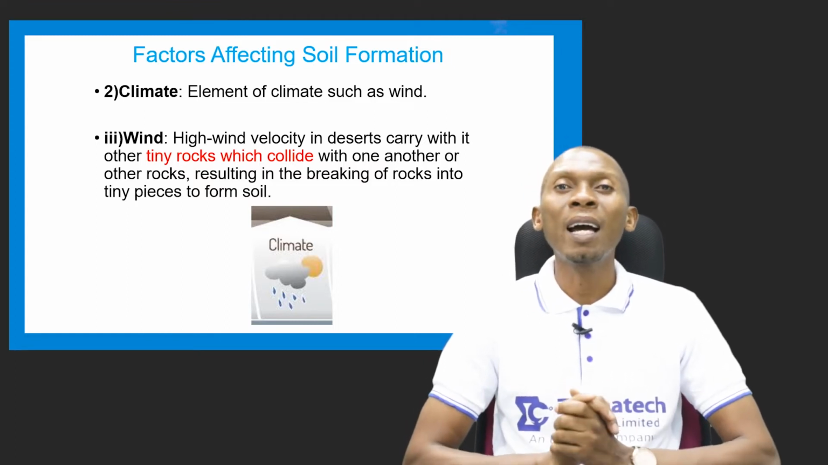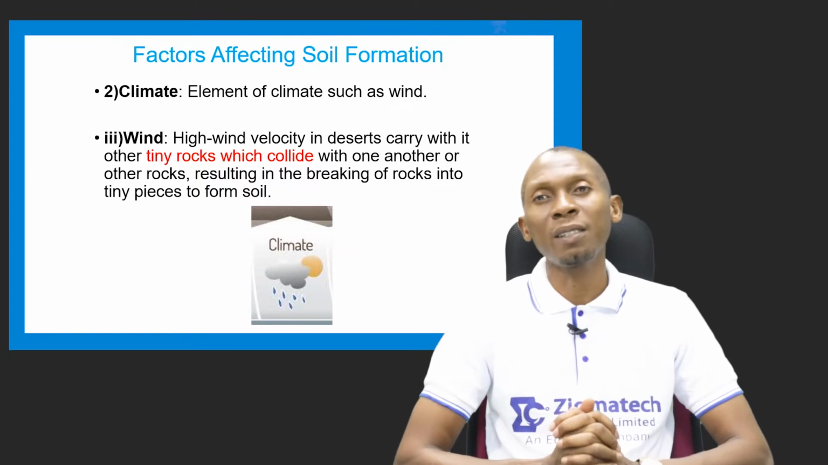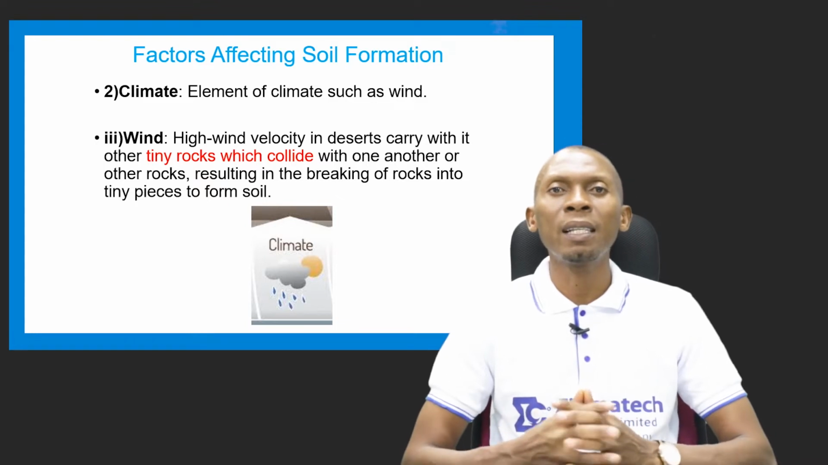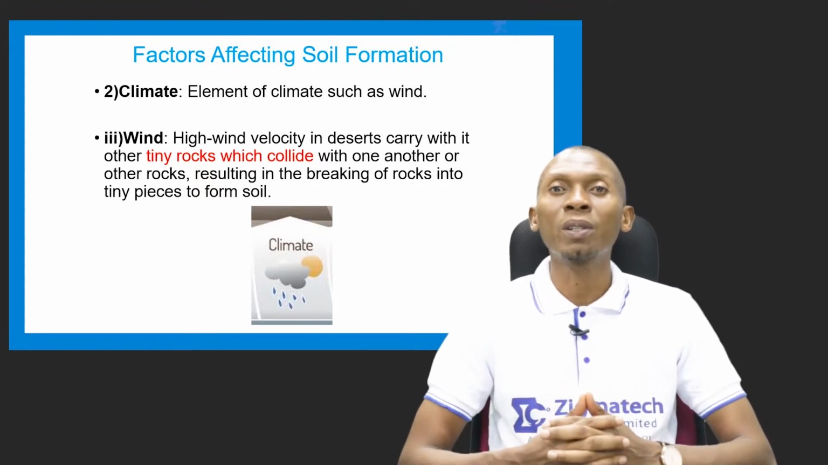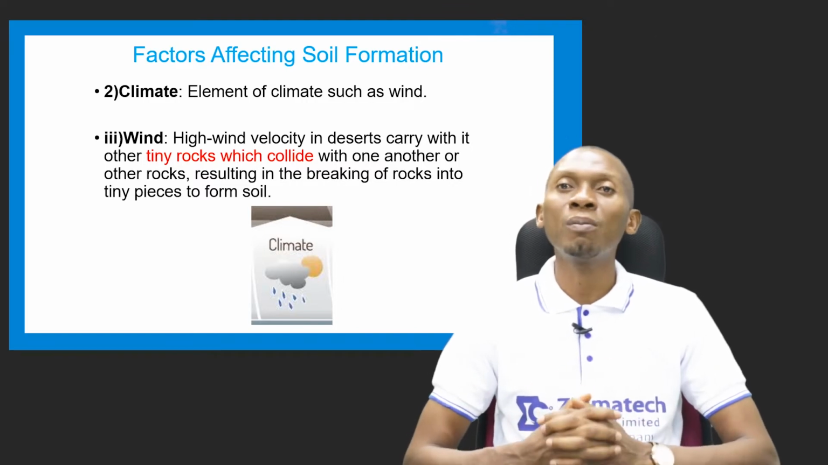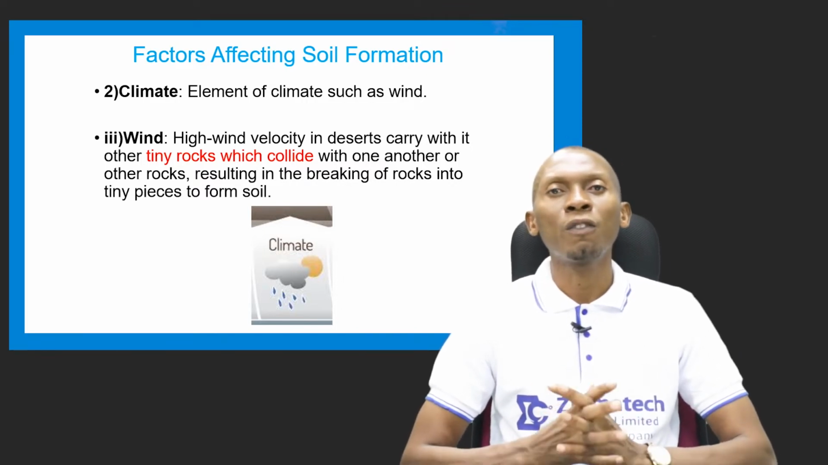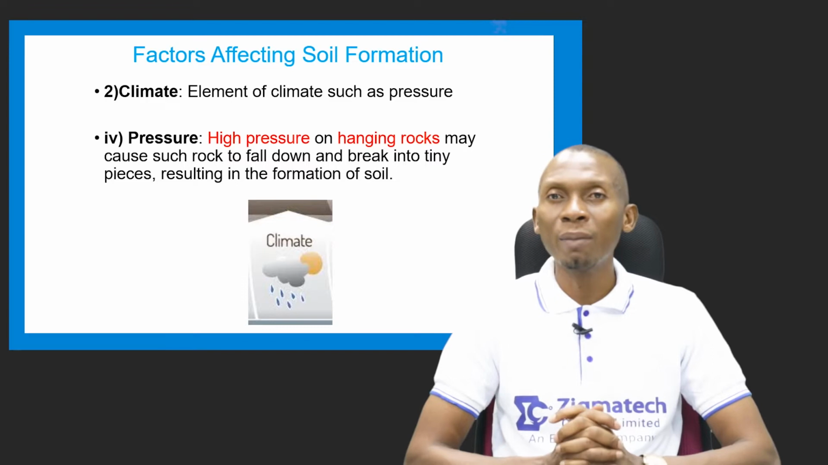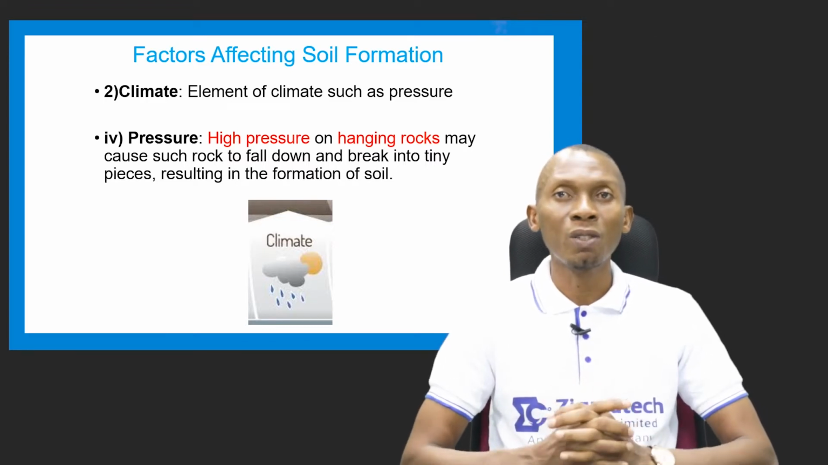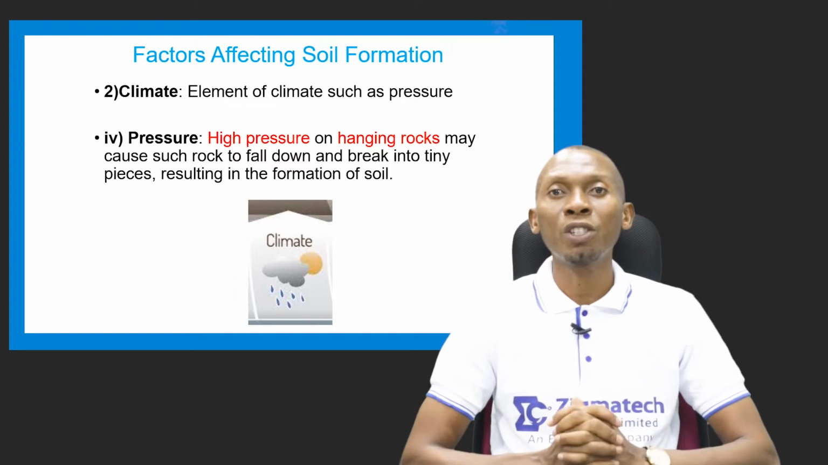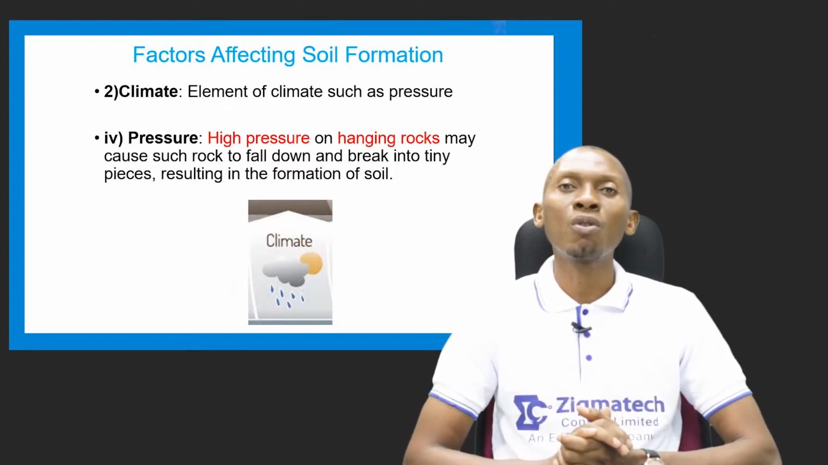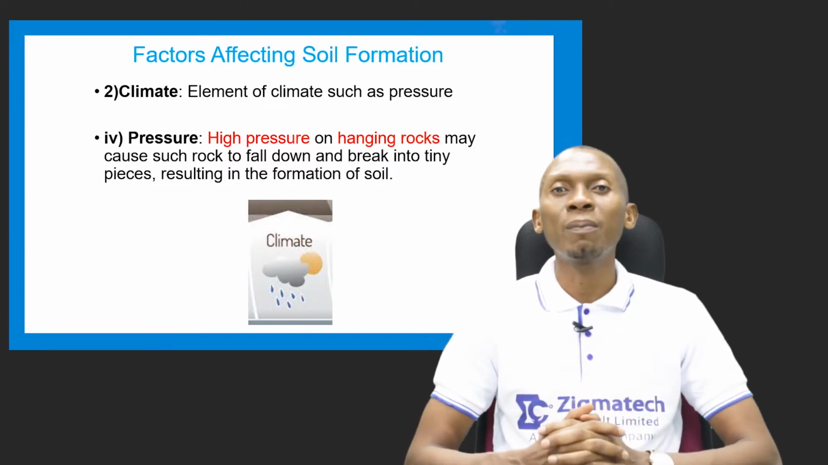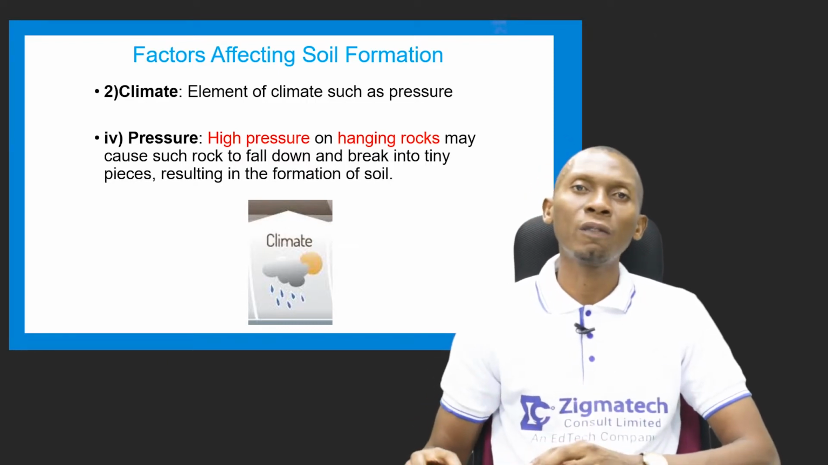Now wind has to do with high wind velocity in desert areas, which can cause tiny rocks to collide with one another, and as they collide with one another or other rocks, it eventually leads to the breaking of these rocks into tiny pieces to form soil. We have pressure as another element of climate that can affect or cause soil formation. High pressure on hanging rocks can cause these rocks to fall down, and when they fall, they can break into tiny pieces and eventually lead to the formation of soil.